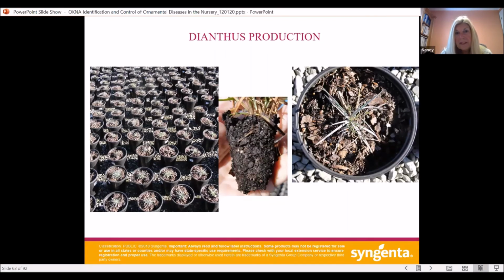I mentioned dianthus. I can't tell you how many times I've seen this planted where it goes out there, it's transplanted in the fall, and then it doesn't root out, it withers. And this is usually due to a problem with the root system. So drench your liners before you transplant. If you don't want to drench the plants in the field, drench the liners before you transplant them to try to give them some protection before you put them out.